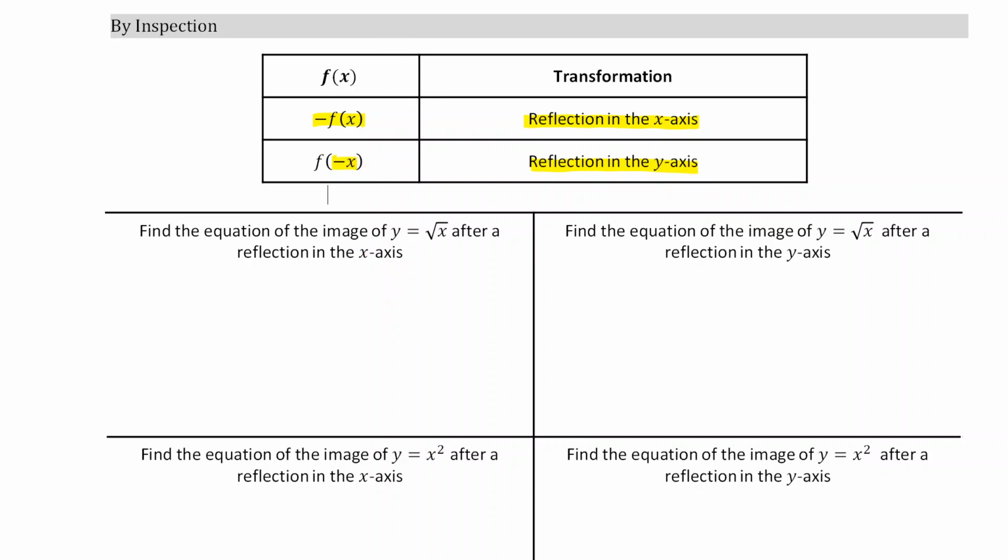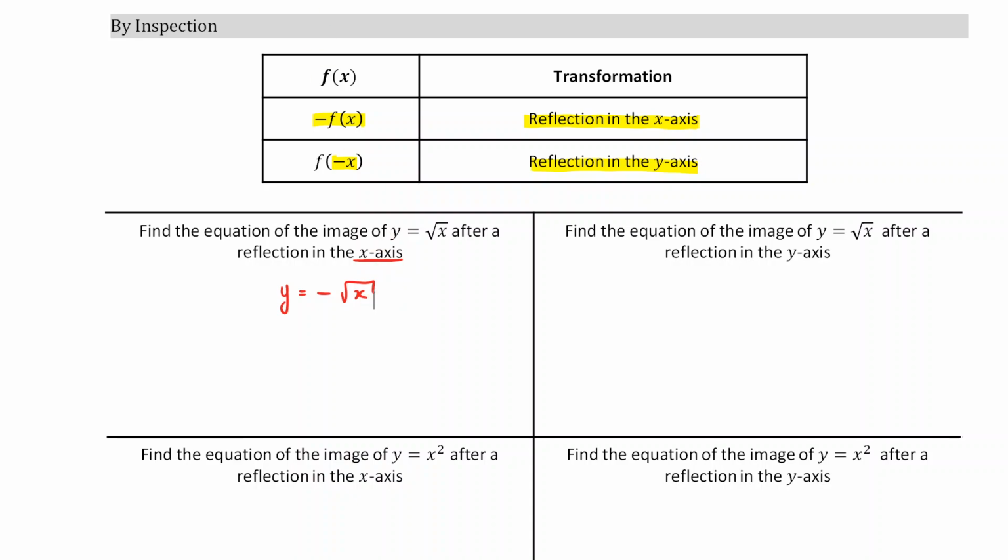We're going to work through each of these examples here. The first one says, find the equation of the image of y equals the square root of x after a reflection in the x-axis. So you know that when you're reflecting in the x-axis, what you're going to do is put a negative in front of the entire function. So that means I'm going to get y is equal to negative the square root of x.